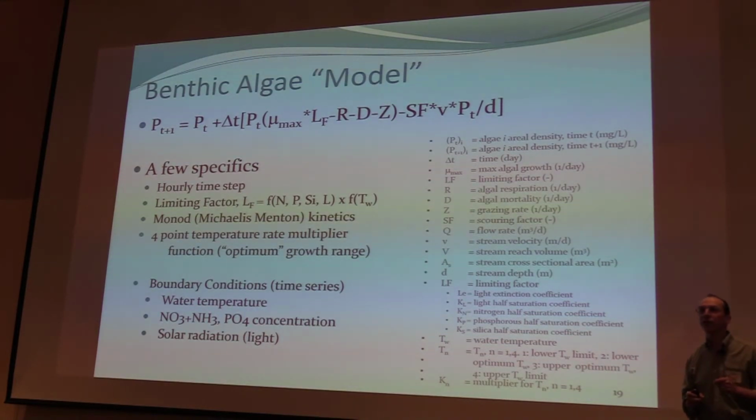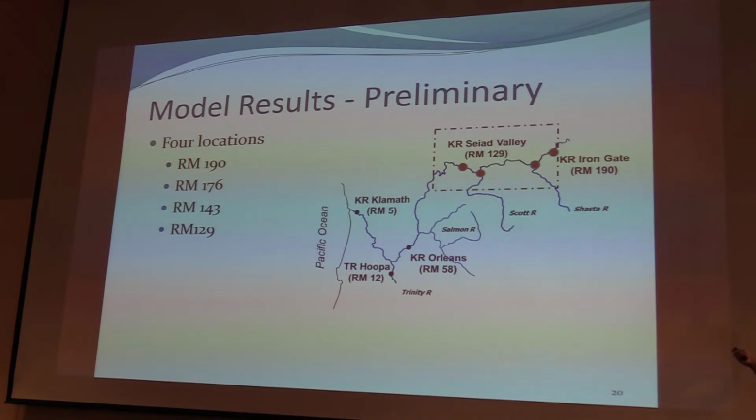We're not actually modeling algae in this exercise yet. We're representing conditions, and then we're seeing how the algae respond and see if we can reproduce that with this simple model. So we looked at 4 locations down the system. There's Iron Gate Dam again, the Shasta River, the Scott River, and downstream about River Mile 130. We're still a long way from the ocean.